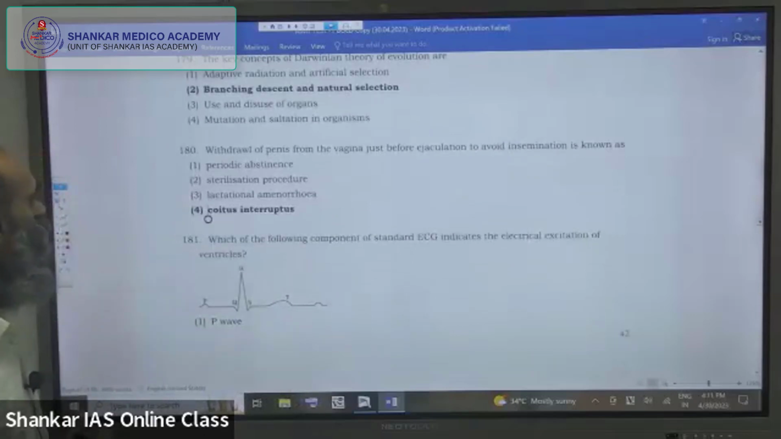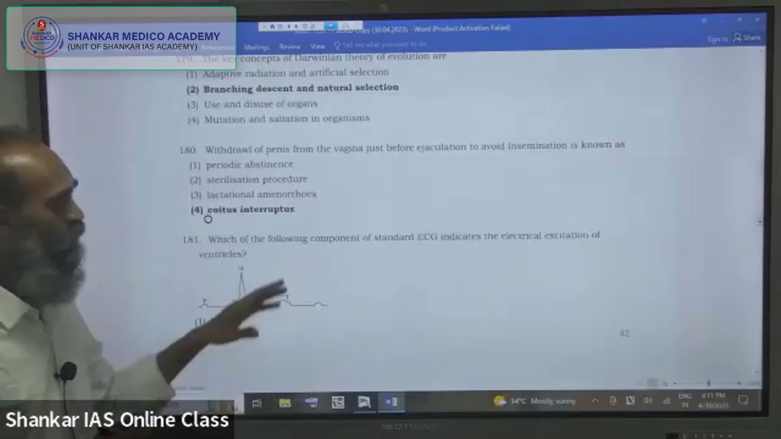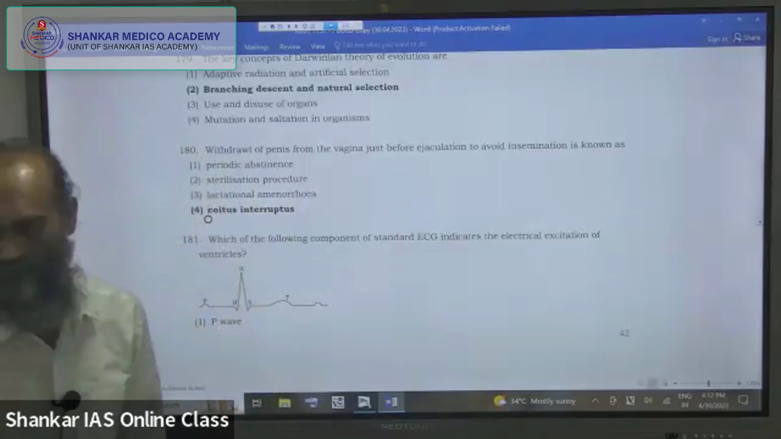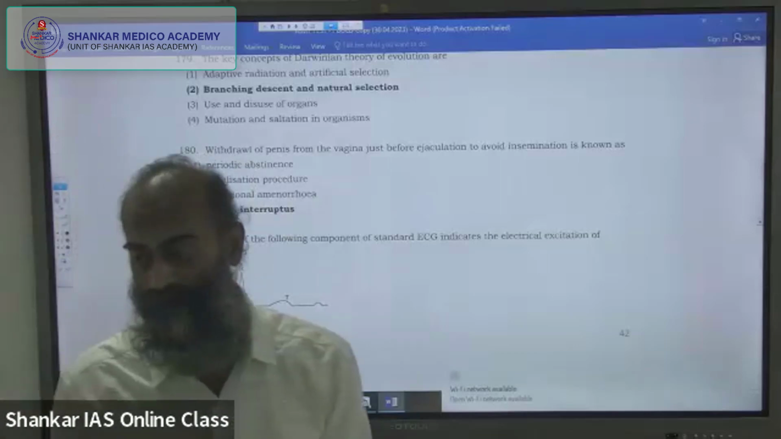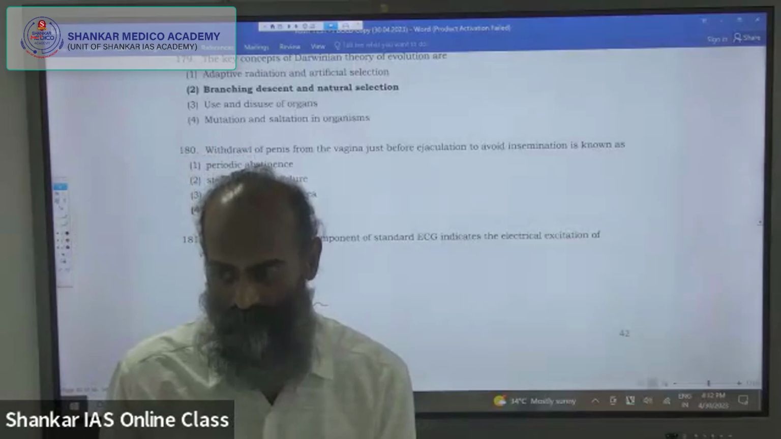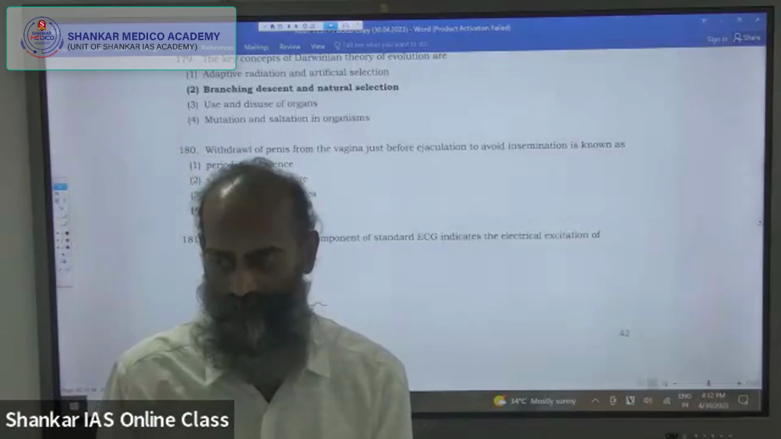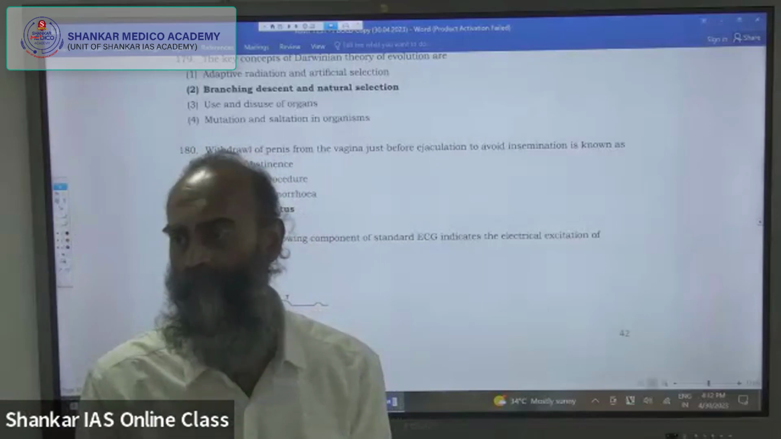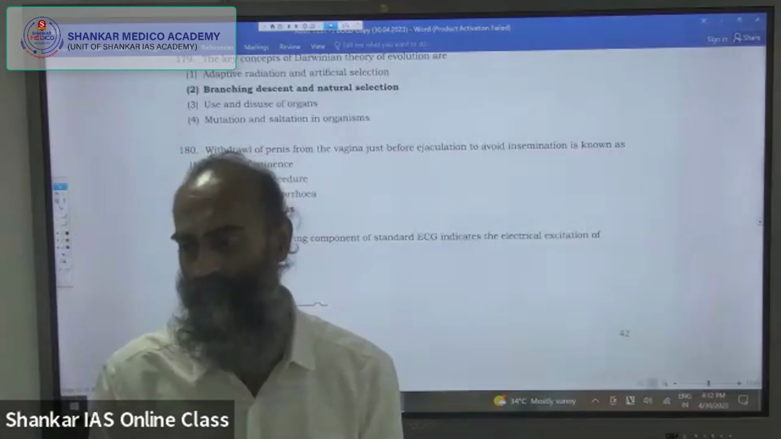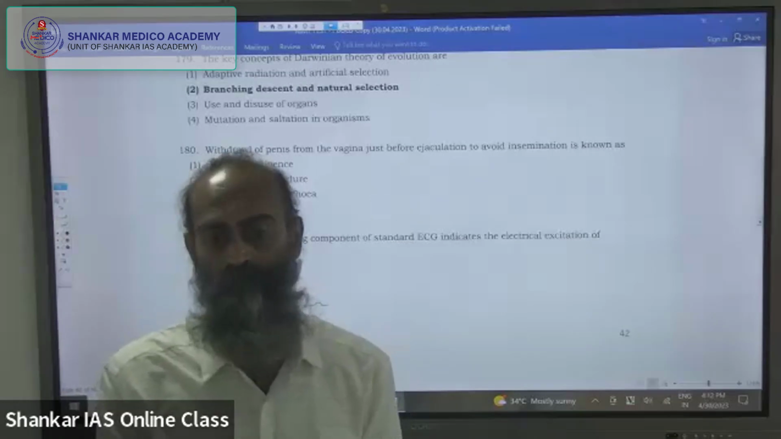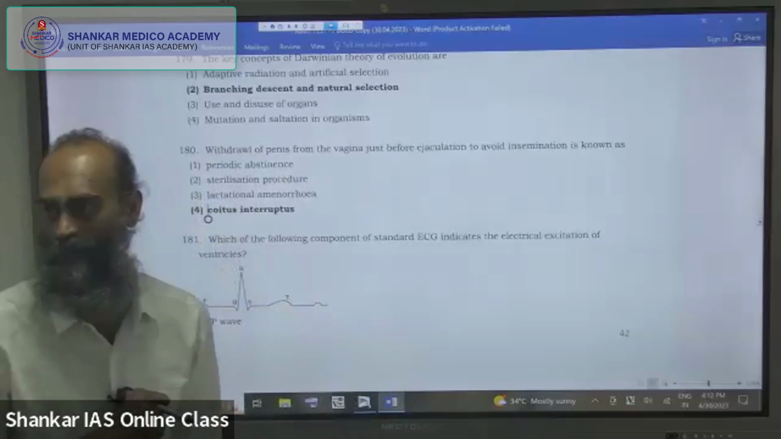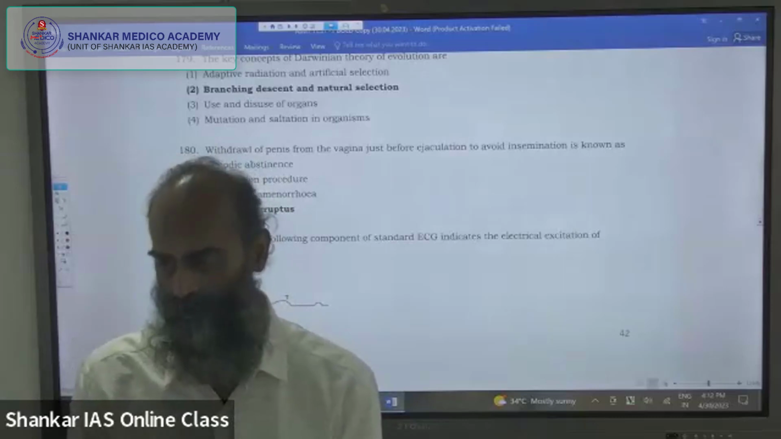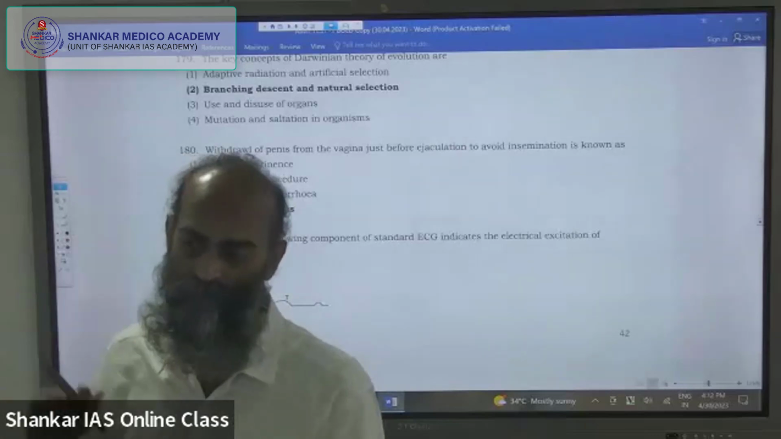Withdrawal of penis from the vagina just before ejaculation to avoid insemination is known as. What is the difference between ejaculation and insemination? Transfer of the male gametes into the female reproductive tract is what is called insemination. Just a release of the male gametes from the male body is called ejaculation. It is going to release in vagina.